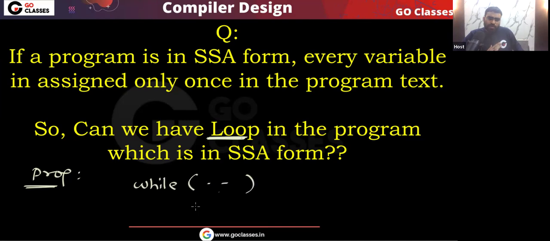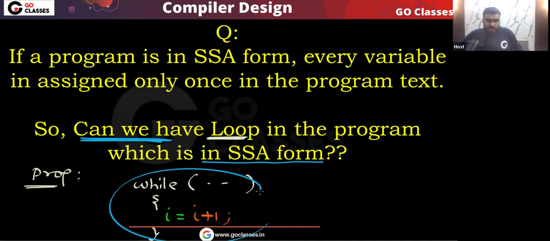Inside this loop, let's assume you have this type of statement, for example, I equal to a plus b, or maybe I equal to I plus 1. Is this clear? So you have the statement I equal to I plus 1. Now you tell me, is this in SSA form? Basically the question is, if your program is in SSA form, can we have a loop?